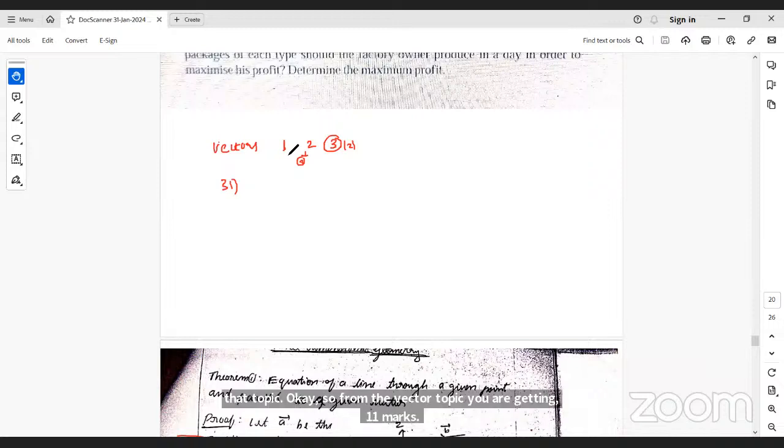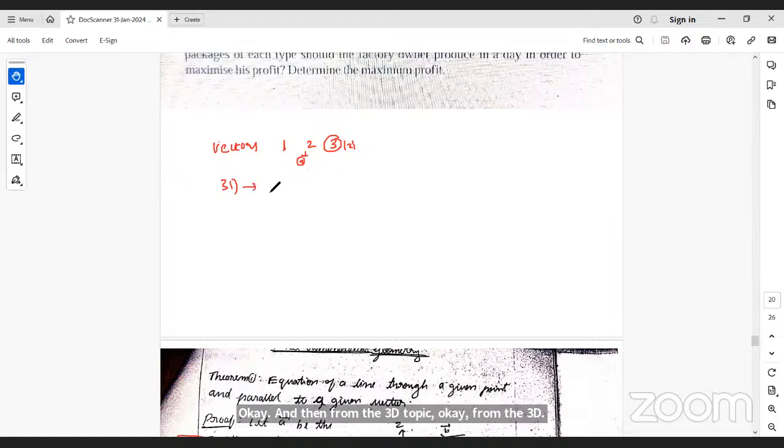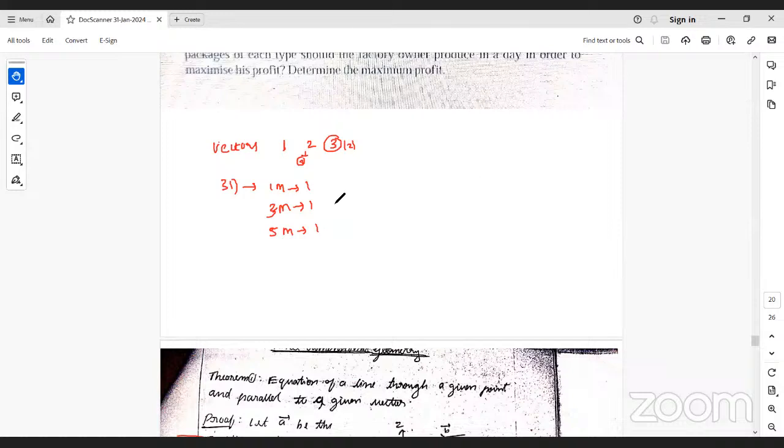And then from the 3D geometry topic, you will get 1 mark 1 question, 3 mark 1 question, and then we will get a 5 mark 1 question. So see, 1 mark 1, 3 mark 1, and 5 mark 1.